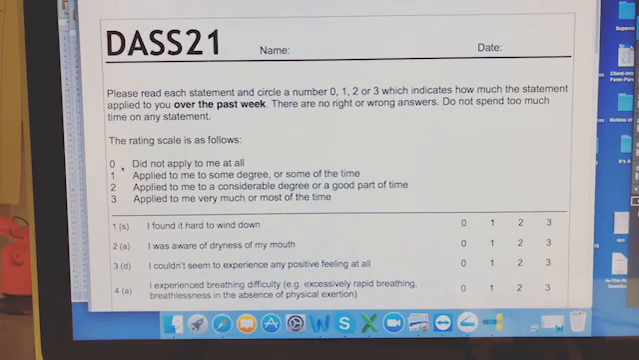So 0 means that this statement didn't apply to you at all. 1 is it applied to you to some degree or some of the time. 2 is it applied to you to a considerable degree or a good part of the time. And 3 is it applied to you very much or most of the time.